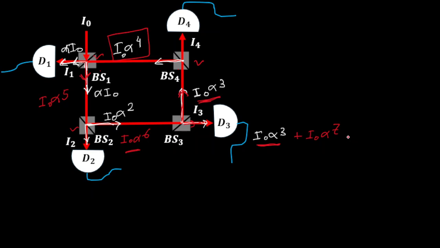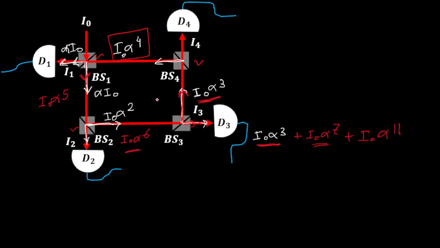So we'll get another term. What will be the next intensity after the next cycle? The next cycle intensity will be: this is the intensity after the second cycle, and then we have to multiply it with alpha to the power 4. So this will give you I naught into alpha to the power 11.